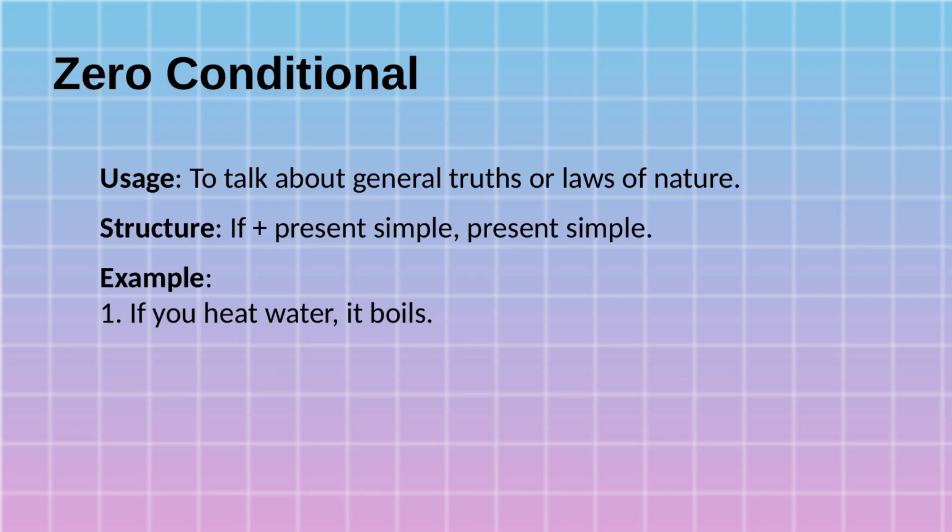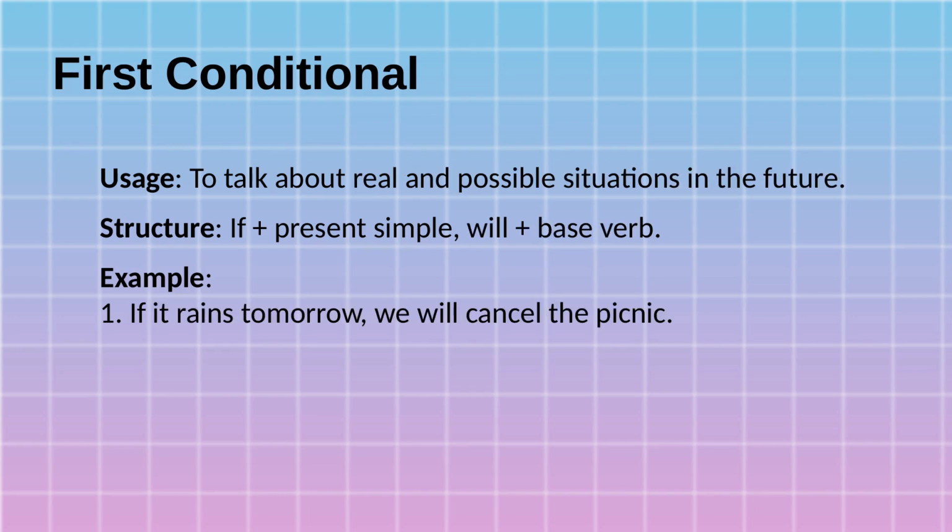Firstly, let's talk about the zero conditional. We use the zero conditional to talk about general truths or laws of nature. The structure is if plus present simple and then present simple. For example, if you heat water, it boils. It's that simple.